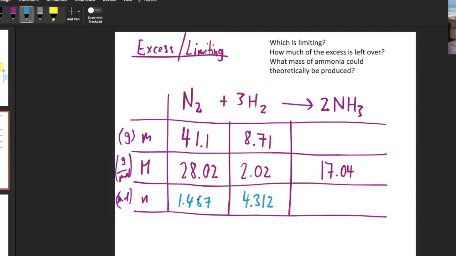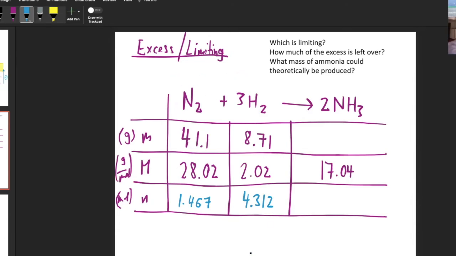All right, so here's the question now. Which one of these two is excess and which one's limiting? What do you think? Hydrogen's excess, I think. Actually, the answer is not clear yet. I was trying to trick you, because you cannot make a fair comparison this way. You see here, there's a 1 and there's a 3. In other words, you need 3 of these guys when you only need 1 of those.